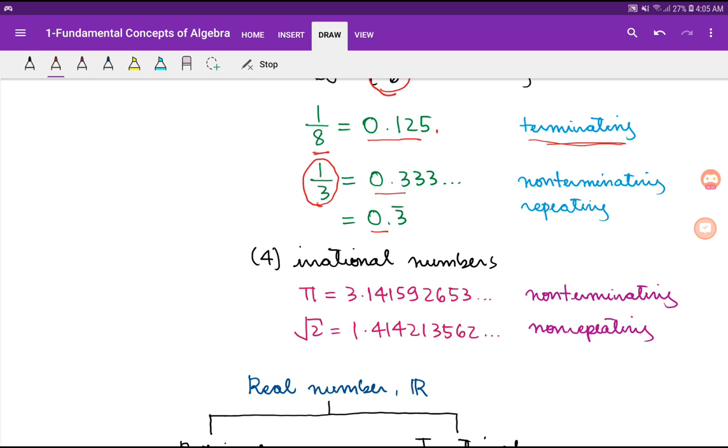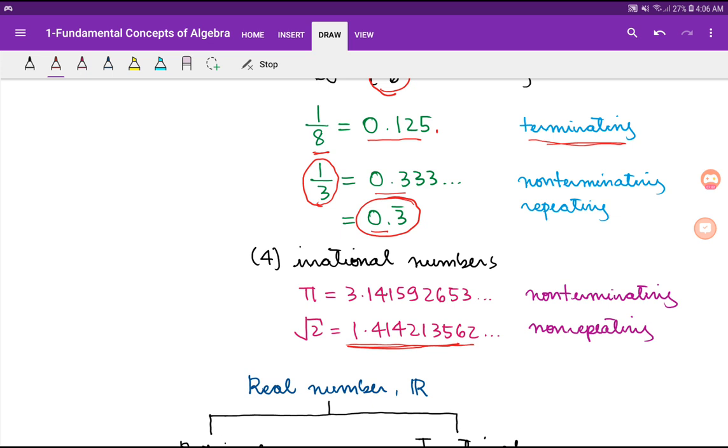So for irrational numbers, the decimal representations are non-terminating and non-repeating. Non-terminating means the decimal representation goes on infinitely many decimal places. It will not stop at any finite number of places. Non-repeating means there is no pattern indicating that a few digits repeat in the decimal places. So we cannot write this decimal representation in the form of a repeating decimal. That's what we mean by non-repeating decimal representations.